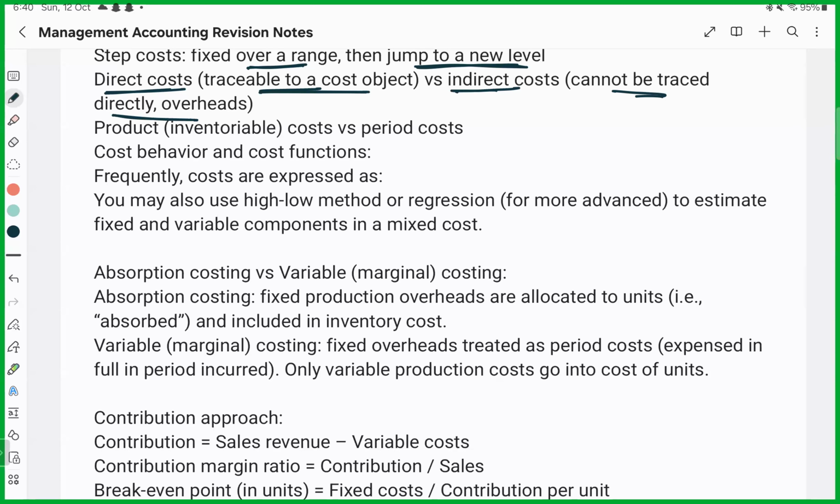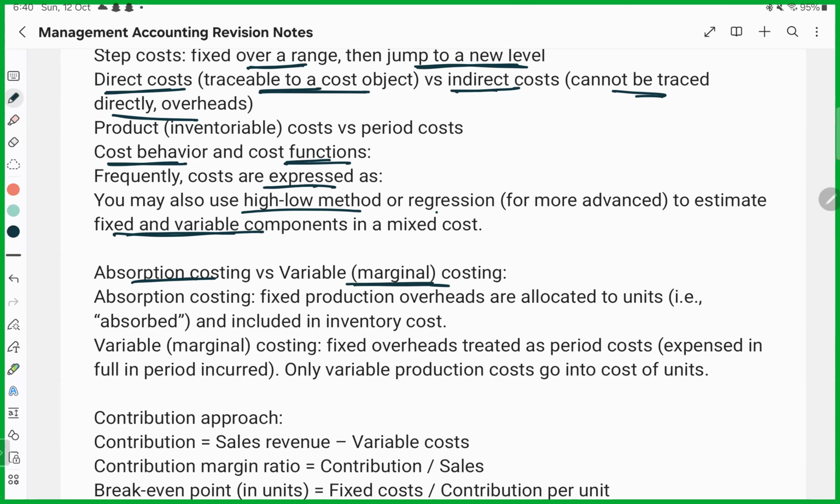Now, let's move on. What are the cost behaviors and the cost functions? You may see that the costs are frequently expressed using the high-low method or regression, to estimate fixed and variable components in a mixed cost basis. Now, let's move on to the different types of costing, that is absorption costing or variable costing.